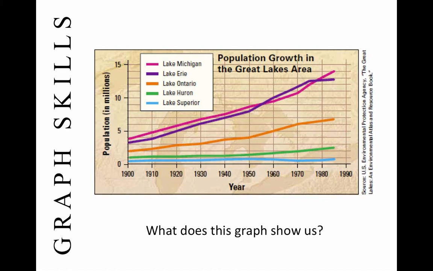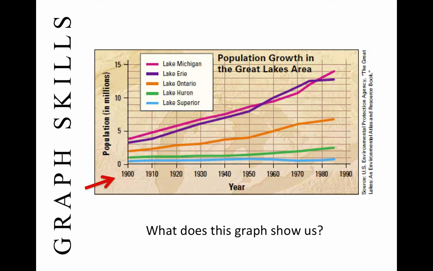Let's look for some information. First, the title of our graph says Population Growth in the Great Lakes Area. So we're looking at how our population is growing in this region. On the left-hand side, we can see that we're looking at the size of the population. It goes from 0 to 5 million to 10 million to 15 million. 15 million people! That's a lot of people living in one place. That's 3 times as many people who live in the Dammam-Khobar area.